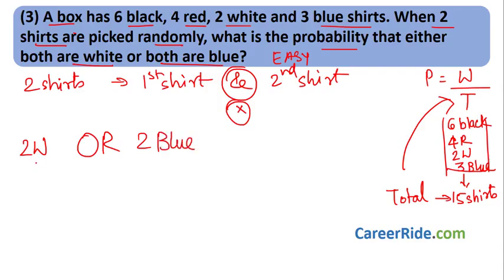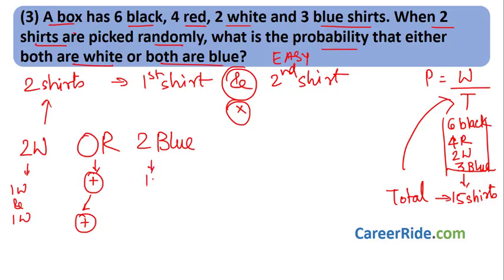So we have to find the probability that both are white or both are blue. Or means what? Addition. So first we need to write plus over here. Now let us start with choosing the white shirts. We choose two white shirts. We have seen how to choose the two shirts. We choose one white shirt and then we choose the second white shirt.